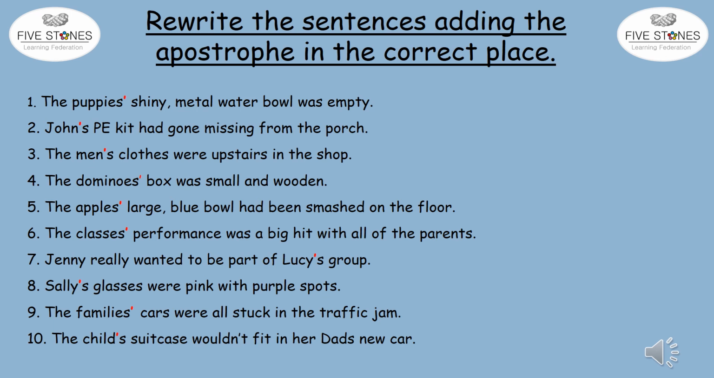Jenny really wanted to be part of Lucy's group, because it's only Lucy. The apostrophe comes after the word Lucy and before the S. Sally's glasses were pink with purple spots. It's the glasses owned by Sally, so the apostrophe comes after the word Sally and before the S. The family's cars were all stuck in the traffic jam. Because it's more than one family, it's the plural, so the apostrophe comes after the word families.